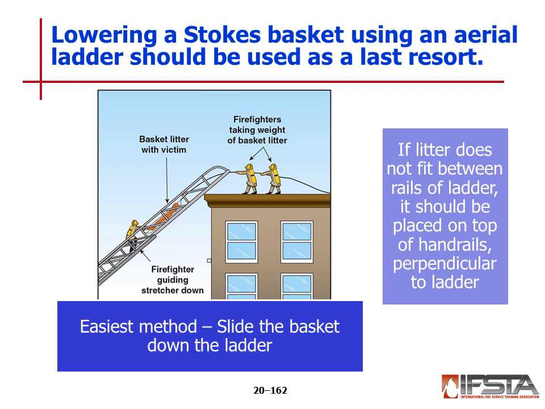If this method is used, a guide rope from the topside should also be used to help control the descent of the ladder. Some departments also prefer to secure two long-handled tools such as pike poles to the bottom of the litter to assist with the slide.